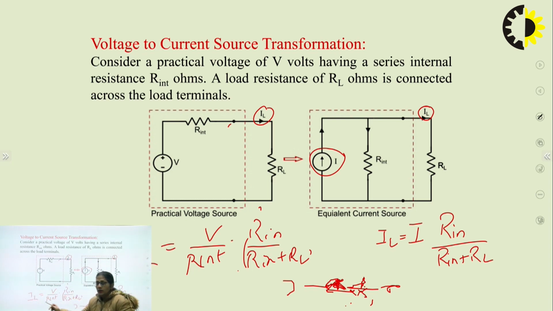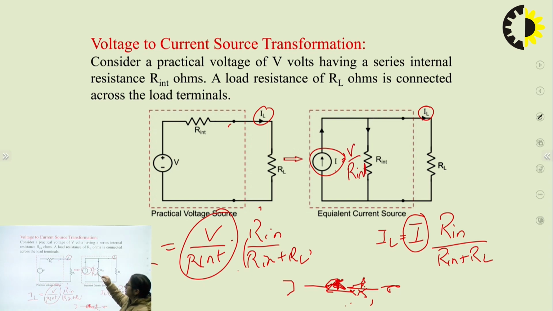This IL must be equal to this IL. Then only the transformation is successful, right? It means the value of this I must be equal to V upon R internal. That means this current should be equal to V upon R internal, where V is this, R internal is this.